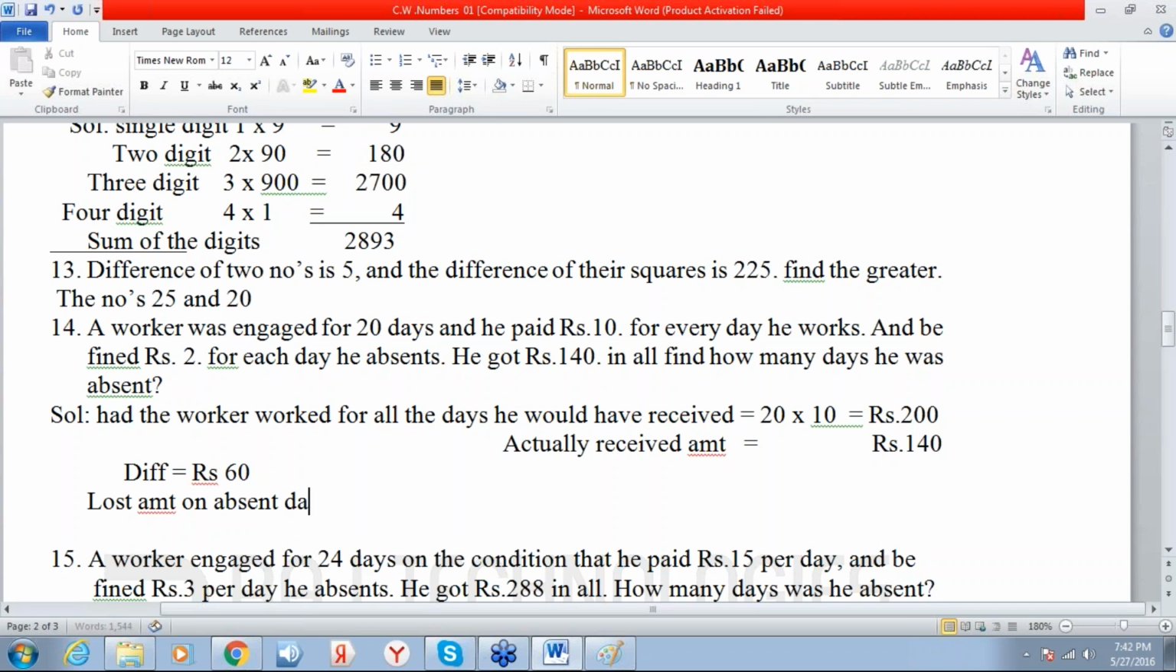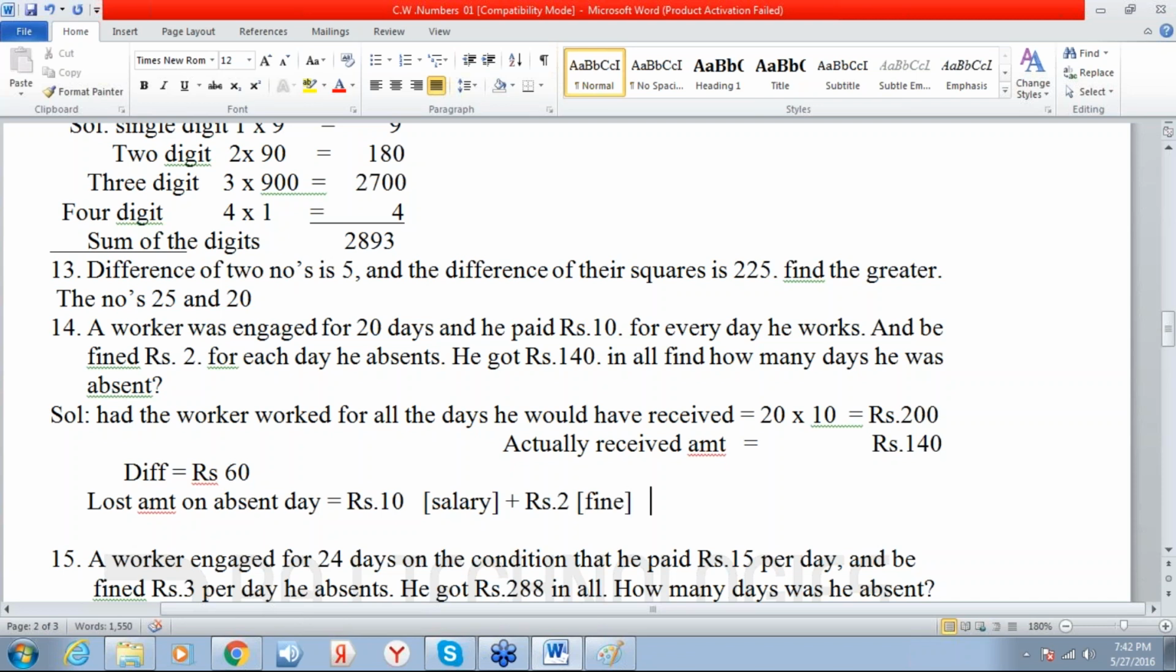On an absent day, he loses rupees 10, which is the salary, plus rupees 2, which is the fine.